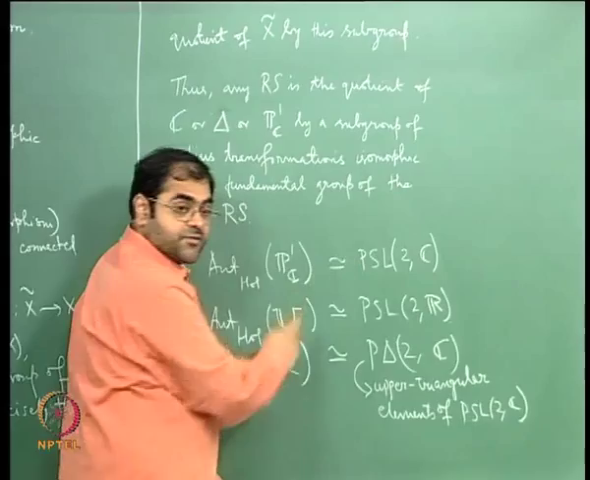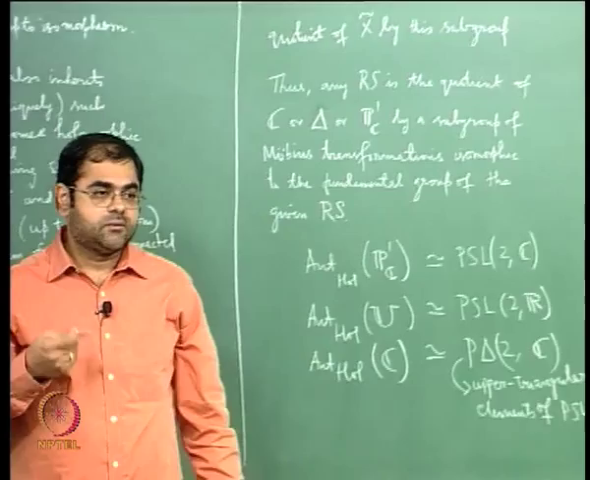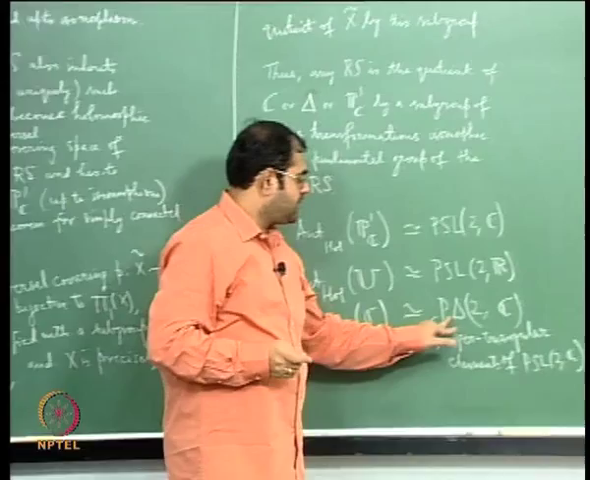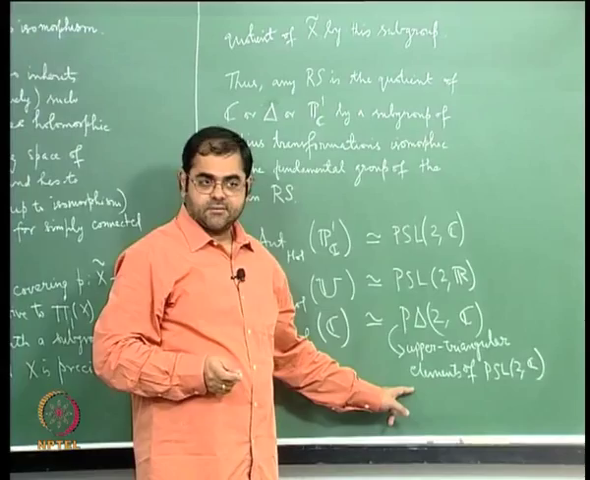And you can check that if you want automorphisms of the complex plane, the point at infinity has to go back to the point at infinity, and that condition will tell you that the subgroup of this which will do that will be the upper triangular elements of PSL.